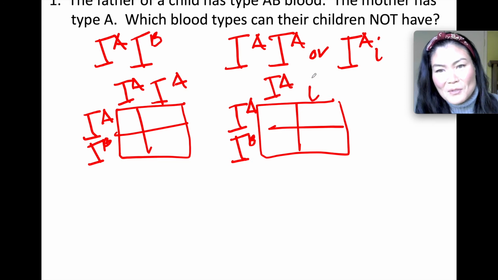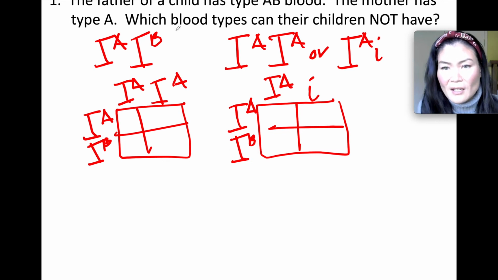Oh, yeah, then it's a little i. Okay, so if I were to fill this in, which I'm not going to bother filling in, the question is which blood types can their children not have? You know what? I do not see little i, right? So they cannot have O blood type.